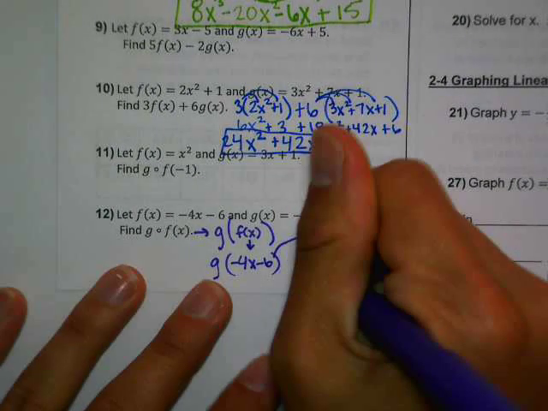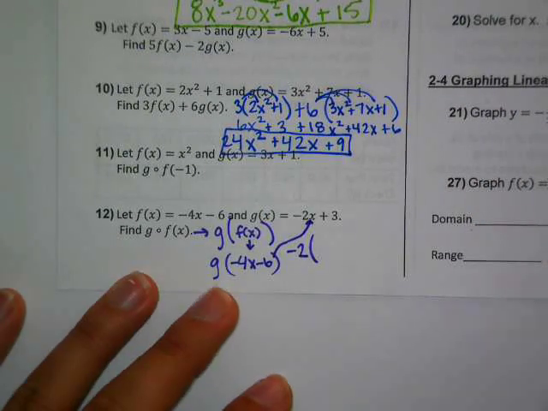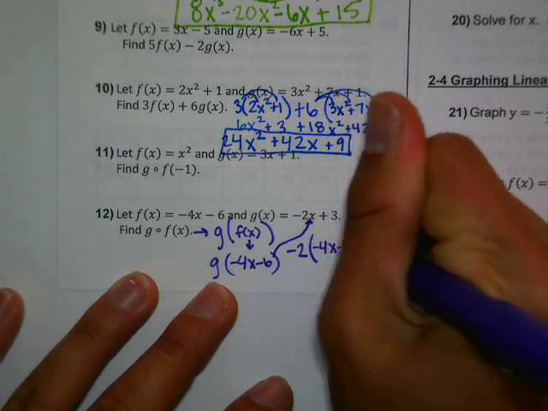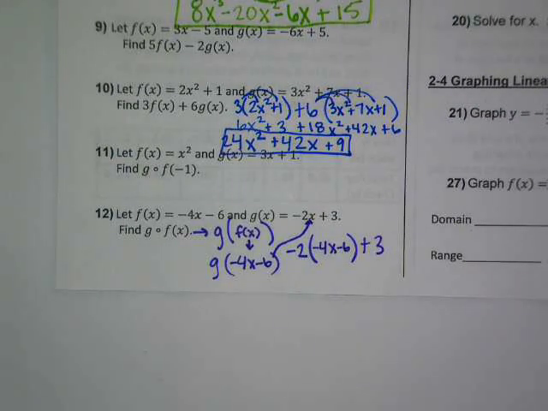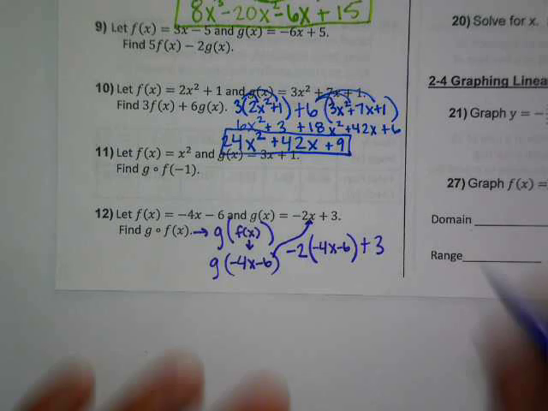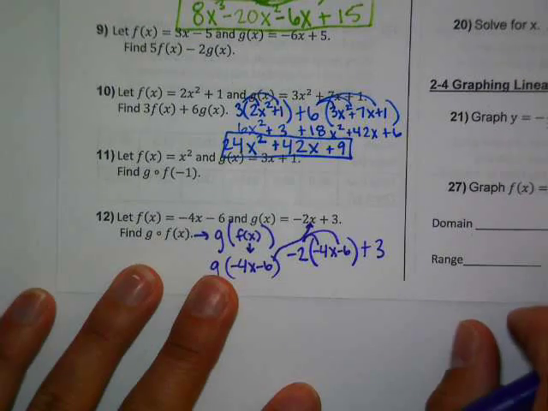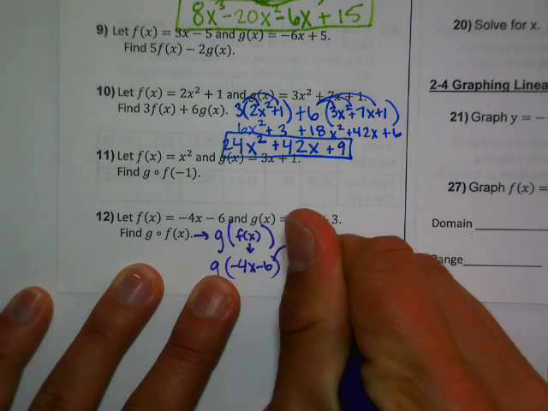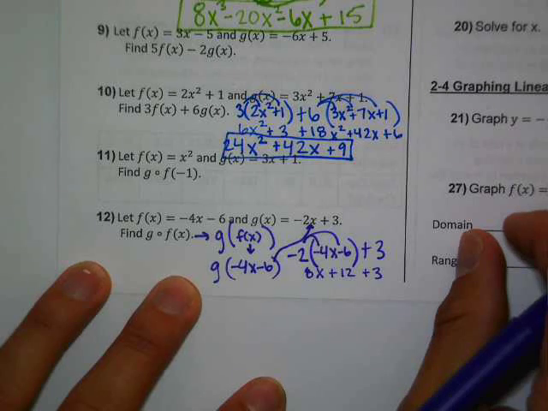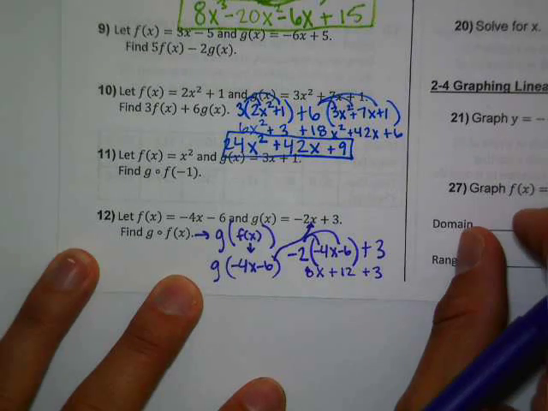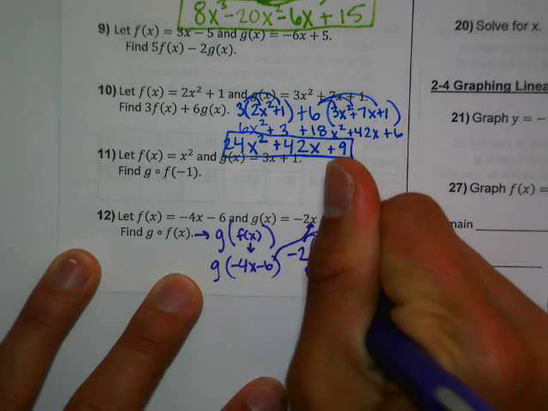So I have negative 2, and then in place of the x, I'm going to put negative 4x minus 6, and then I have the plus 3. So I took this x out, and I shoved in negative 4x minus 6. And then from there, you just have to simplify. Distribute the negative 2. You get positive 8x plus 12 plus 3. And then 12 plus 3 combines and gives you 15.